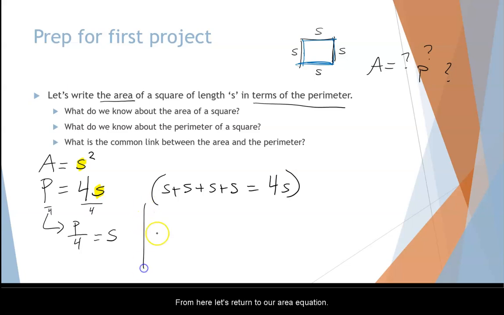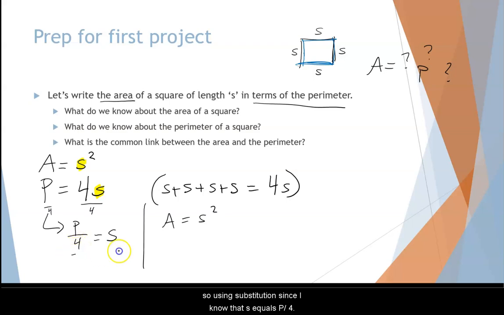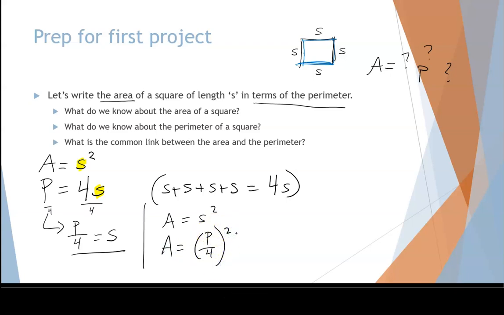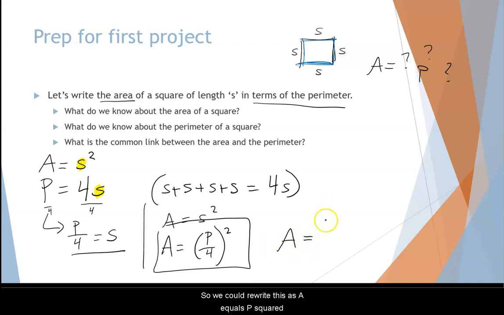From here, let's return to our area equation. I know that area is the side length squared. So using substitution, since I know that S equals P divided by 4, the area equals P divided by 4, squared. We might want to clean that up a little bit, though that is a satisfactory, mathematically correct answer. But if we wanted to take care of the parentheses there, that exponent of 2 affects both the P and the 4. So we could rewrite this as A equals P squared over 16.